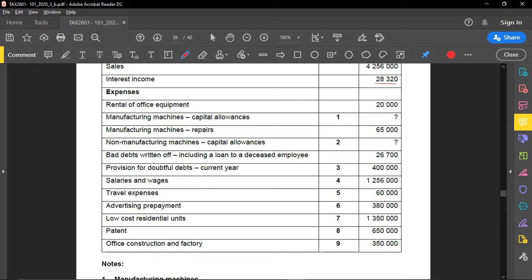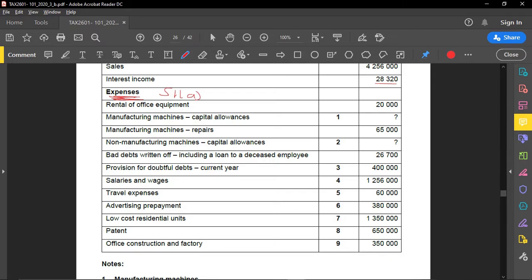Okay, now we change focus. Now we're looking at expenses. With expenses, you're looking at potential deductions or capital allowances. Remember the theory: general deductions, section 11A in terms of legislation, and then you've got capital allowances, which are applicable to certain assets that are used by a particular business.